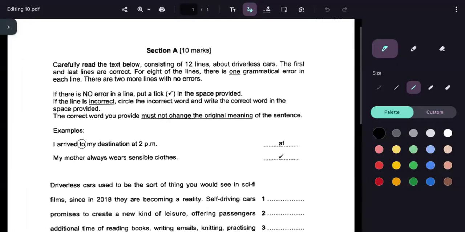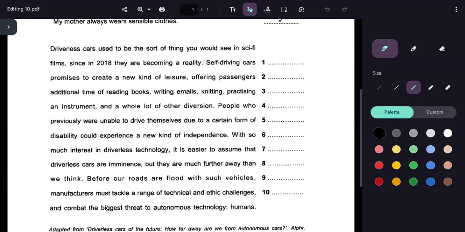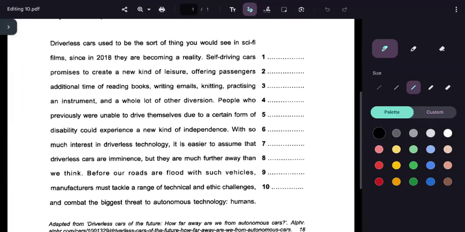"Driverless cars used to be the sort of thing you would see in sci-fi films since in 2018 that are becoming a reality." Okay, "in sci-fi films since in 2018 they are becoming a reality." "Self-driving cars promises." Because this is self-driving car, so it should be "promise."